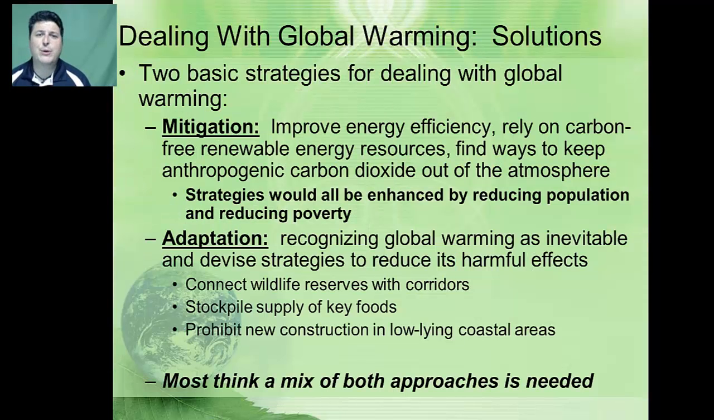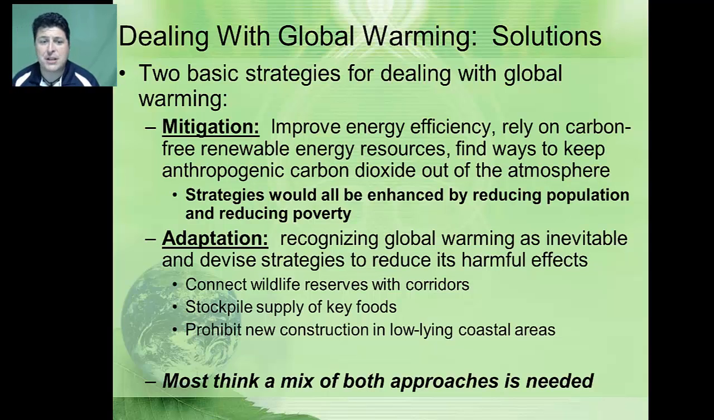Moving forward, we really only have two basic strategies for dealing with global warming: mitigation or adaptation. With mitigation, we can actually improve our energy efficiency, rely more on carbon-free renewable energy resources, and find ways to keep carbon dioxide out of the atmosphere. All of these strategies would be enhanced by reducing population and also reducing poverty.